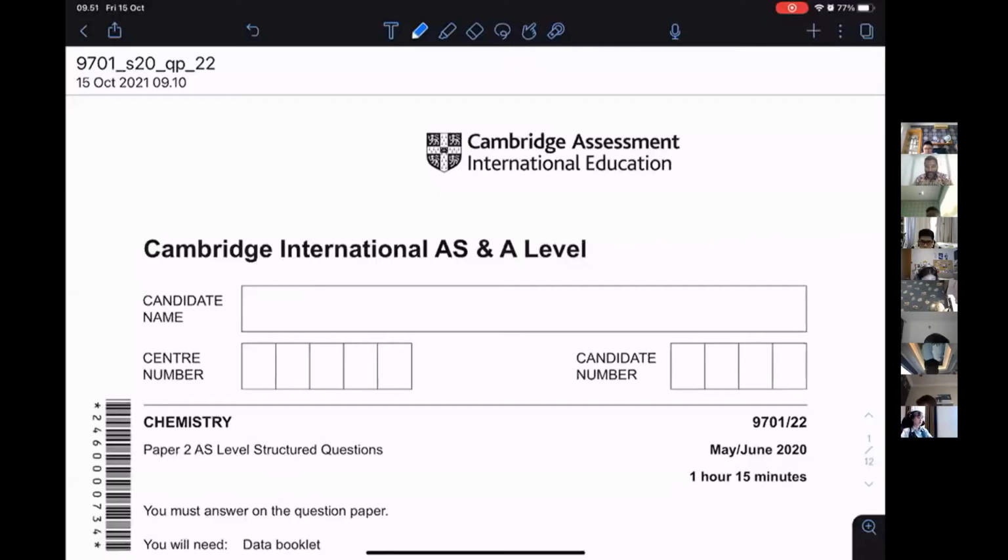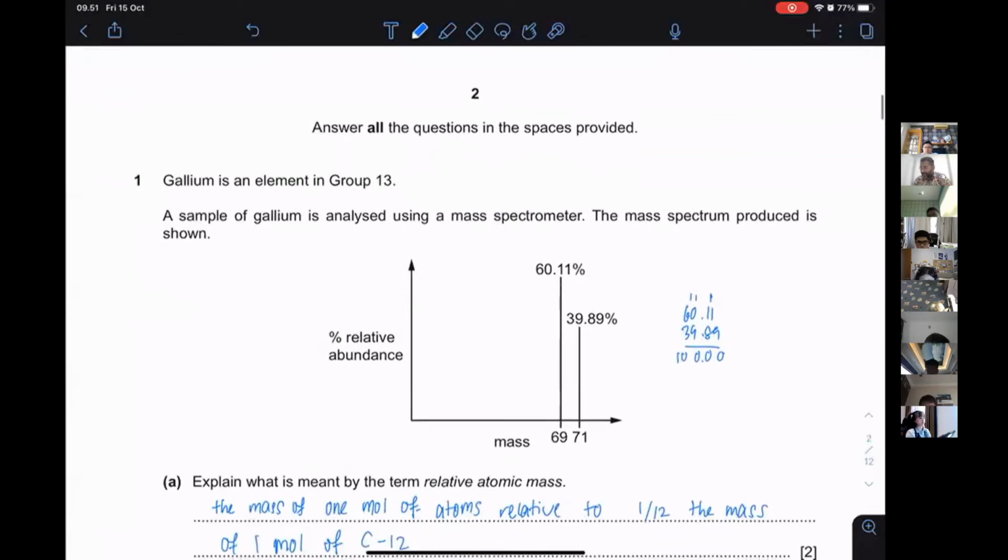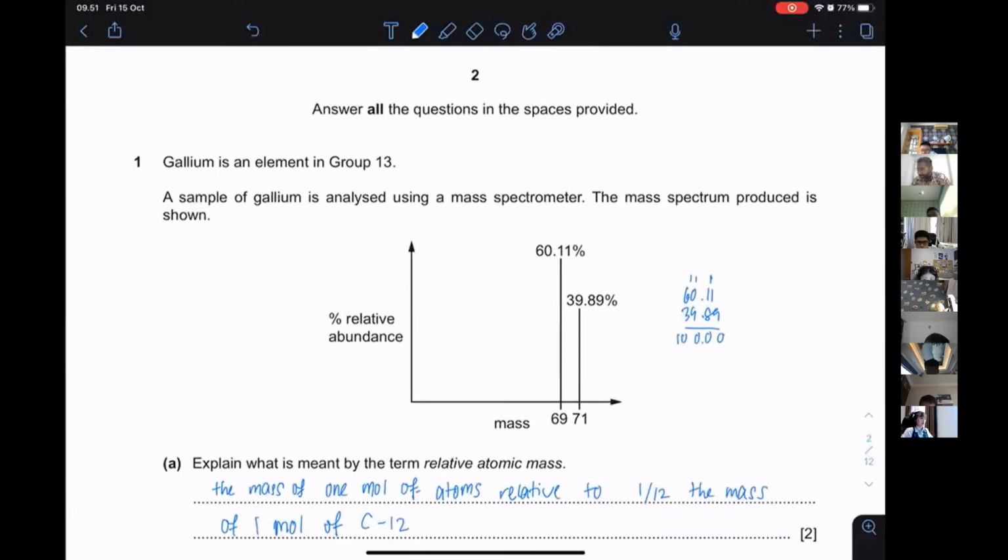Okay, so we will do this May-June paper. Let's actually look at this paper. If you look at the first question over here, they mention that gallium is an element in group 13. And a sample of gallium is analyzed using a mass spectrometer. The mass spectrum is given.